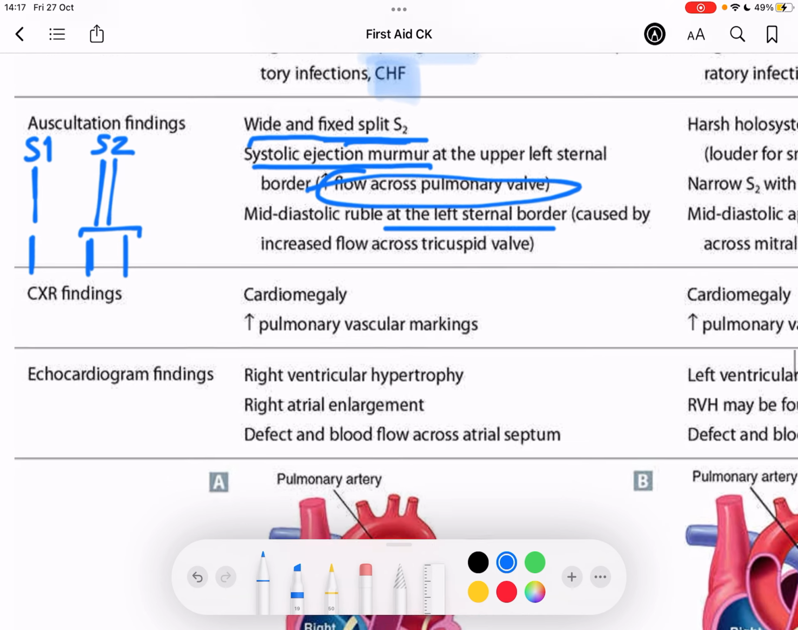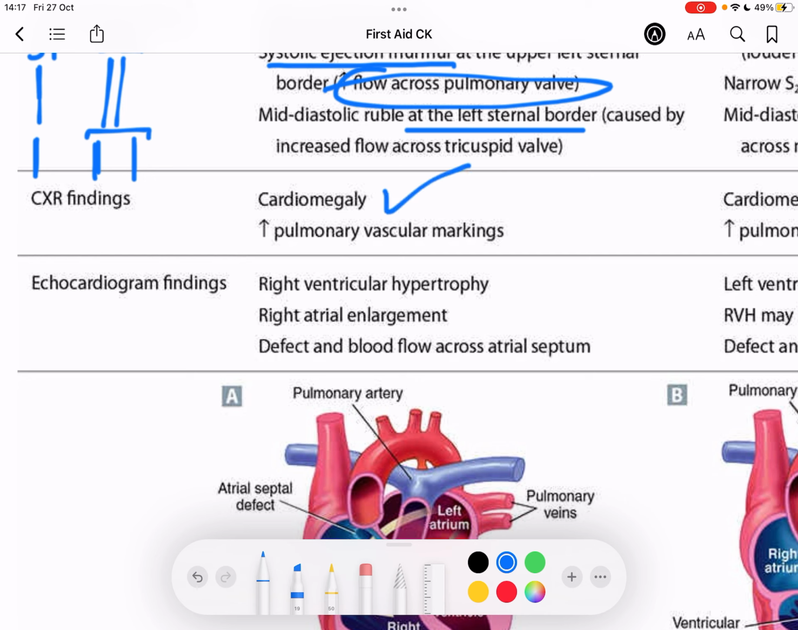In terms of your chest x-ray findings, you may see signs of cardiomegaly, especially if there's a concomitant heart failure as a result, and you may see increased pulmonary vascular markings. Why? Because we have so much blood going from the left to the right, this means we get more blood recycling and recirculating into the pulmonary vasculature. So that can cause congestion in the pulmonary vasculature and cause increased pulmonary vascular markings.